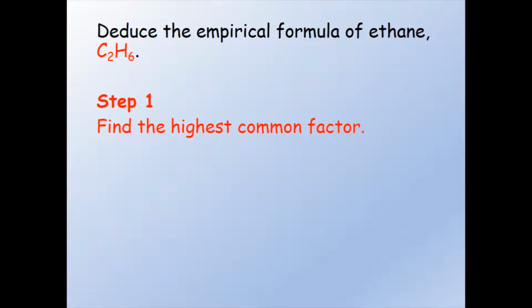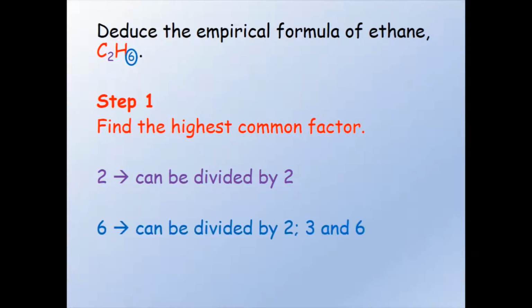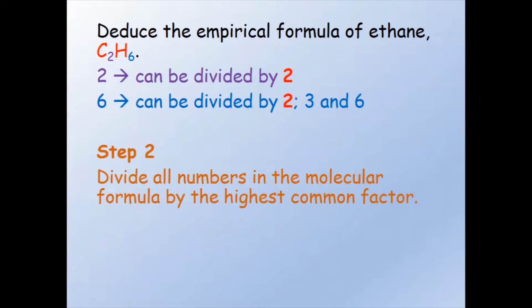We're going to start with step 1, find the highest common factor. The highest common factor is the biggest number that all numbers in the formula can be divided by. So we have to look at both of those numbers and find out which numbers they can be divided by. The 2 can only be divided by 2. Then we look at the 6, and 6 can be divided by 2, 3, and 6. We see that the only number that both of them have in common, that is a common factor, is 2. So the highest common factor is 2.